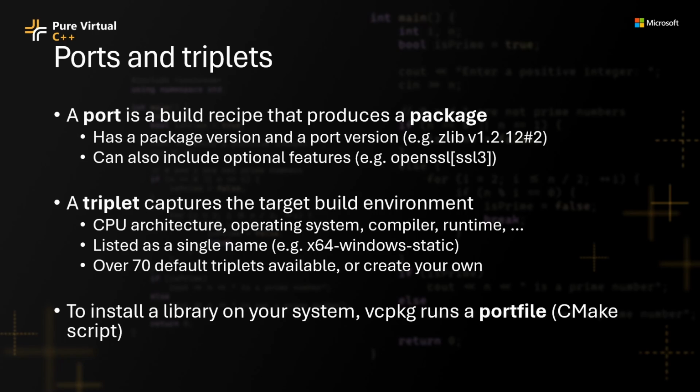In vcpkg, a port is a build recipe that produces a package. A port has a version number for the corresponding package it produces, as well as a port version that is used when you want to make changes to the build recipe itself.